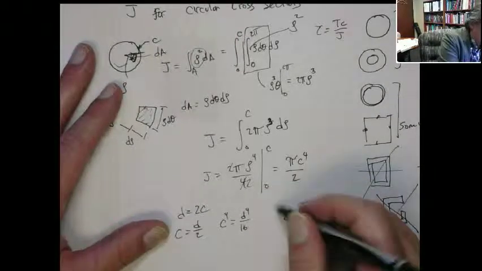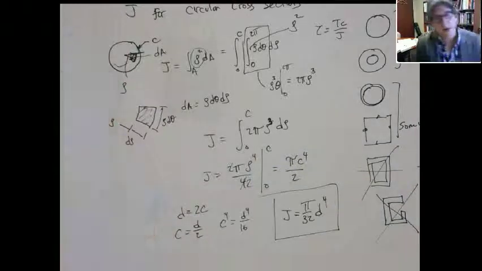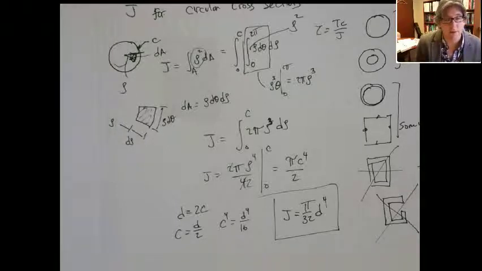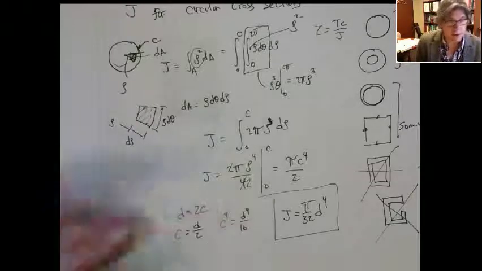That's actually the one I use. Pi over 32 diameter to the 4th, because most often we're given diameters, not radius. But if you like to do it in terms of radii, you can do that as well. All right, so that's that equation. Now, what about for a hollow section? Well, you can redo the integral, but actually there's a good trick for dealing with hollow tubes.